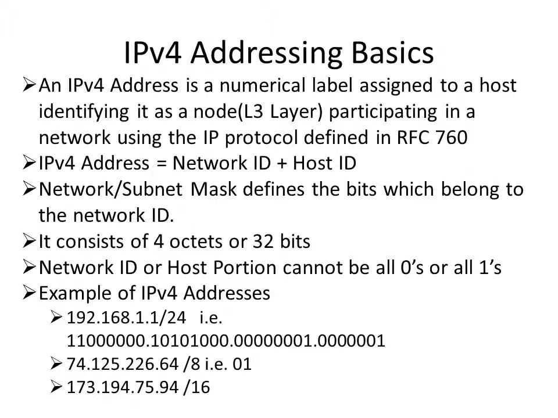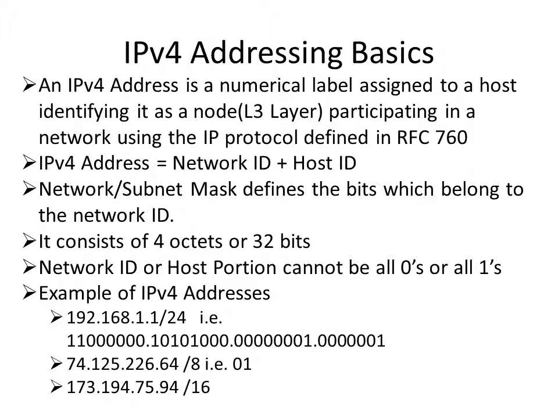It consists of 32 bits or 4 octets. An octet is 8 bits in length. The network ID or the host portion cannot be all zeros or all ones. Examples of IPv4 addresses include the following. The private IP address of 192.168.1.1 with a mask of 24. The public IP addresses of 74.125.226.64 with a mask of 8, and 173.194.75.94, with a mask of 16.